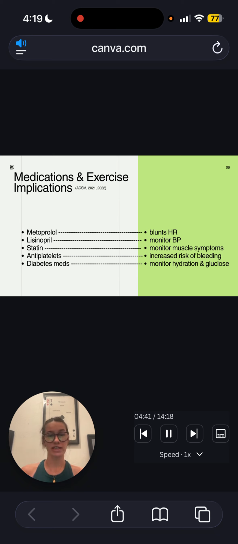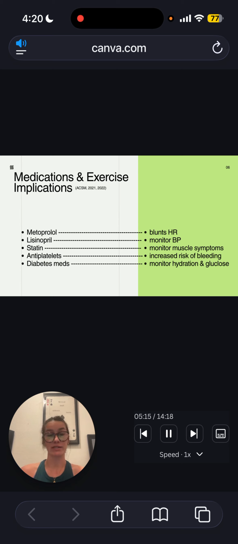So, medications and exercise implications. So, the metoprolol that he is on blunts his heart rate. It is a beta blocker, so we want to use RPE instead when we are doing the exercise testing. The lisinopril, we want to monitor his BP because it's an ACE inhibitor, which may cause hypotension. His statin is an atorvastatin, so we want to monitor muscle symptoms. And then he's on antiplatelets, so this could increase risk of bleeding.